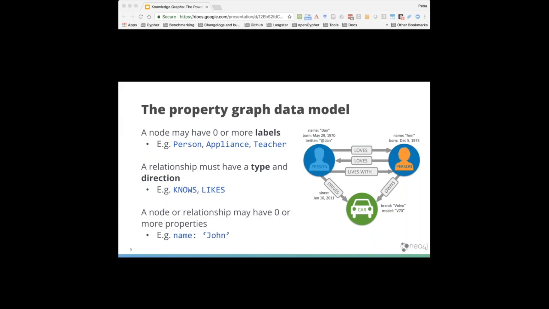Moving on to relationships, a relationship absolutely has got to have one and only one type, and also direction.